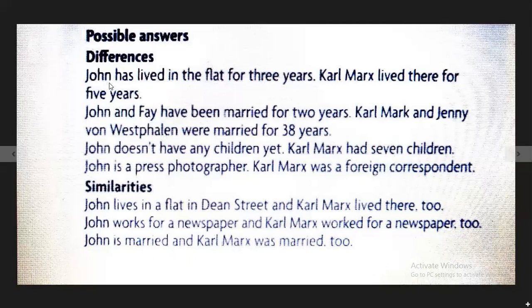John has lived in the flat for 3 years, while CarMax lived there for 5 years. You see, for CarMax they use past simple because now he is dead or he doesn't live there anymore. But for John they use present perfect because he still lives there, okay? He's still alive now. John and Fi have been married for 2 years. CarMax and Jenny were married for 38 years. They say were married because now they have died, okay?